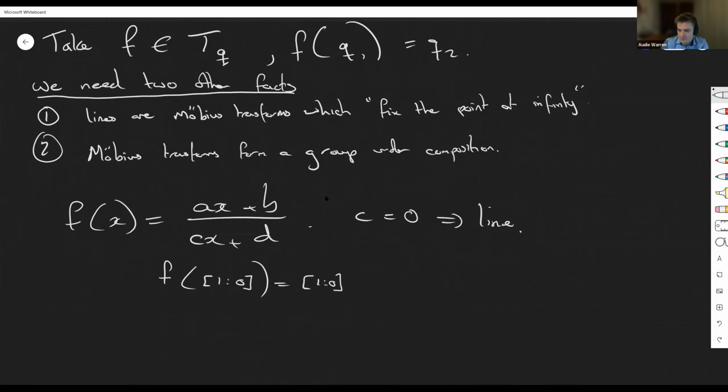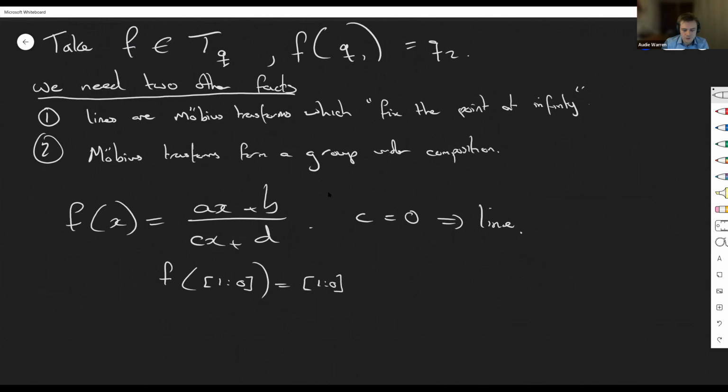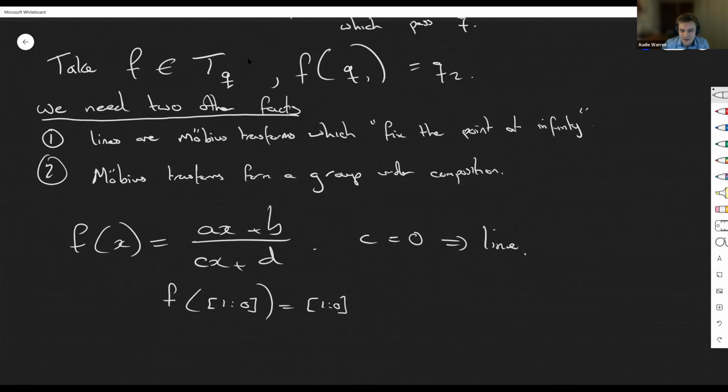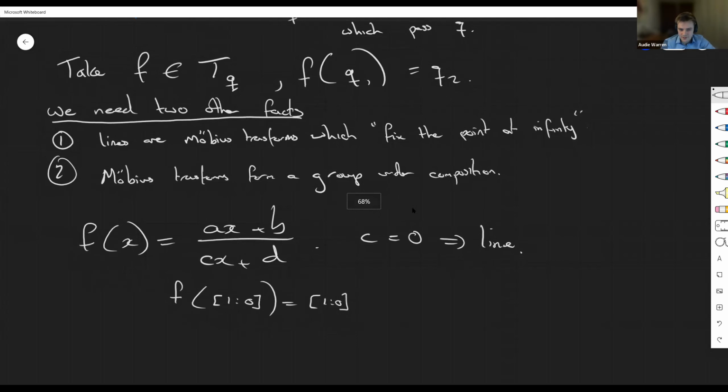So the next step is to take our set T_Q. These were the transformations which passed the point Q. And these really are transformations, i.e. they're not lines. Well, what we're going to do is pre and post compose with some specially chosen transformations. And then once we've done this, the resulting set will actually just contain lines, because we will have chosen our pre and post composition elements in such a way that this happens. So let's explain this a bit more.